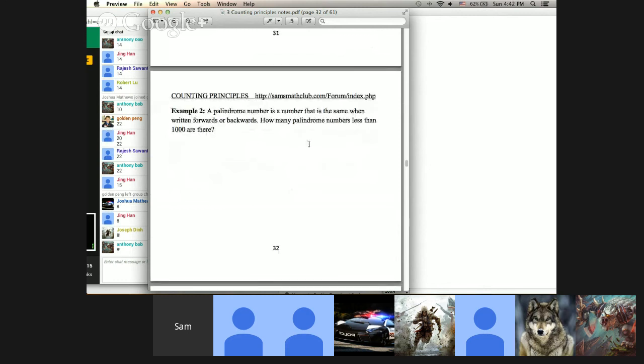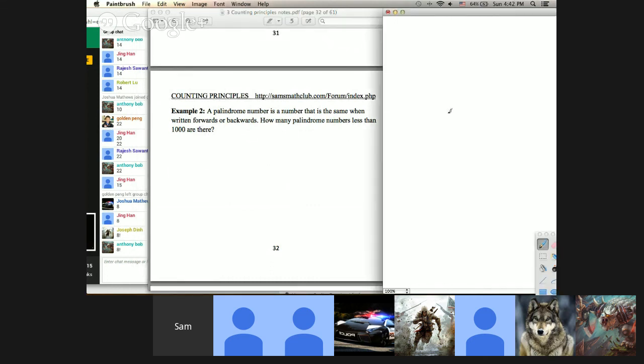So a palindrome is a number that is written the same forward and backwards. How many palindrome numbers less than 1,000 are there? So instead of just letting you guys do this problem, I'll explain it because that'd be a little bit easier. Using this method, we split our total number of numbers into little sets. It's easier to count the number of palindromes less than 1,000 if you split them into different sets. So for example, the first little set we're going to split up is 1 digit.